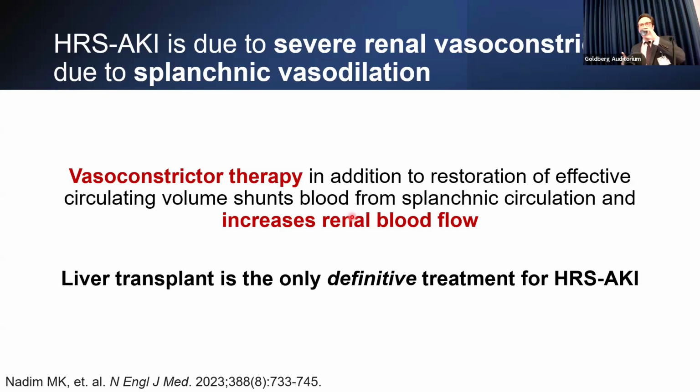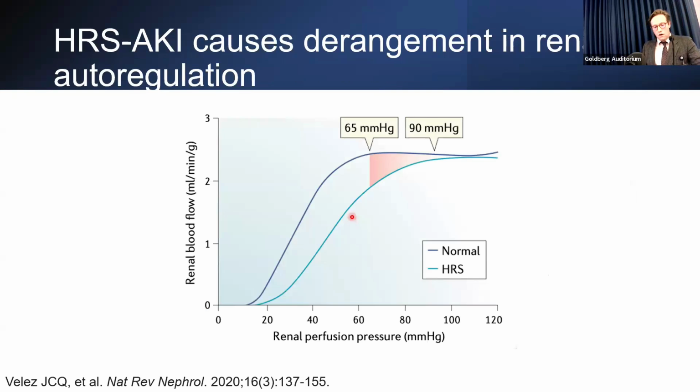Having said that, these are Band-Aids. Without correcting the underlying pathophysiology, the underlying cirrhosis with a liver transplant, this process will continue to cycle through. Why is that? Because there is derangement of renal autoregulation in states of HRS, meaning you need a higher MAP to achieve the same amounts of renal blood flow than you would in non-HRS physiology. And this rightward shift looks the same for cerebral autoregulation in other disease states too.